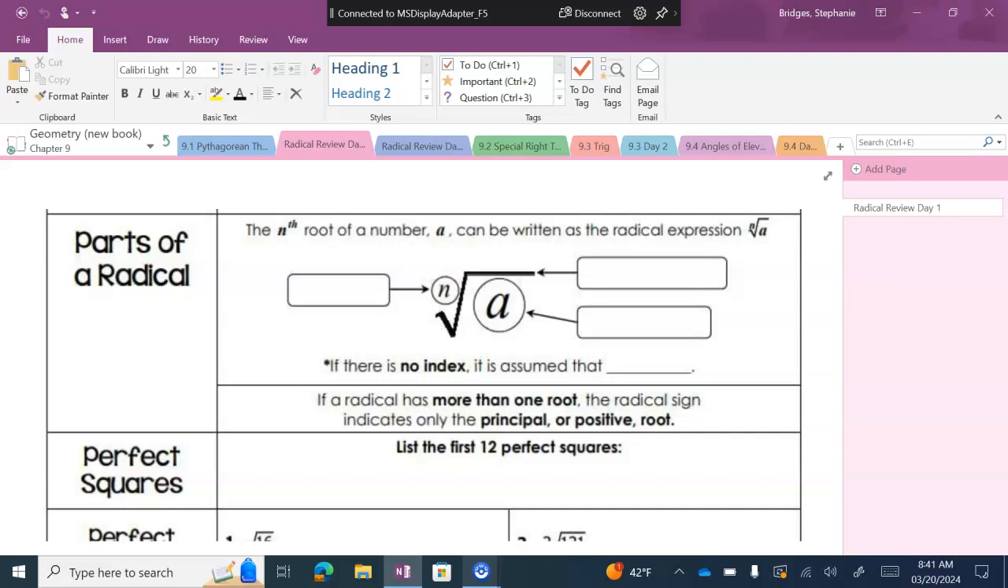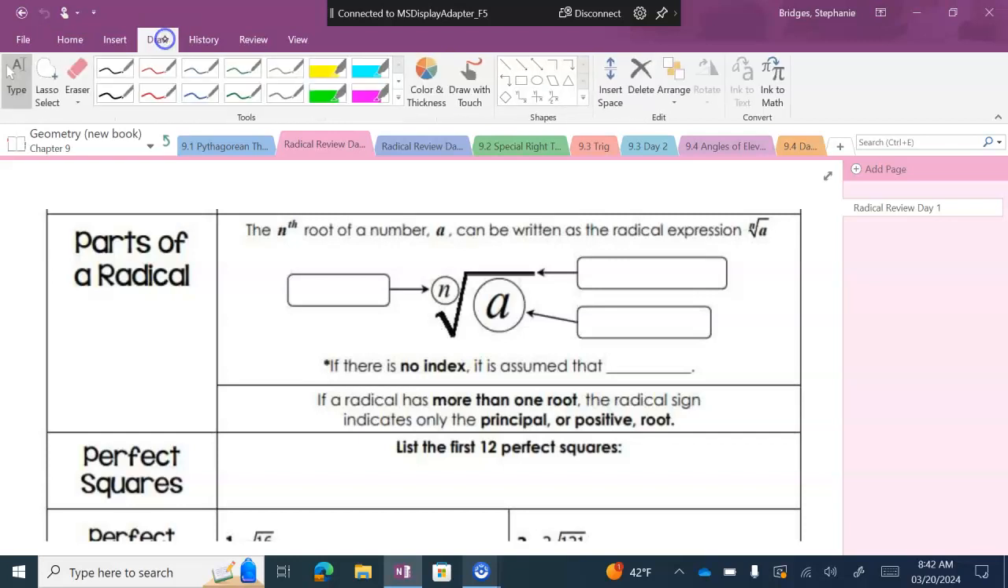So first of all, if you'll see in that little circle, there is an N, okay? There's not always going to be a circle around it, but there will be a number there. And that number is called your index. Okay, that number tells me what root I'm taking. If it is a square root, I'm taking the square root.